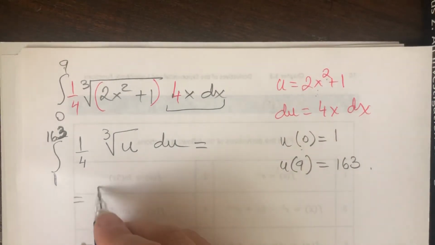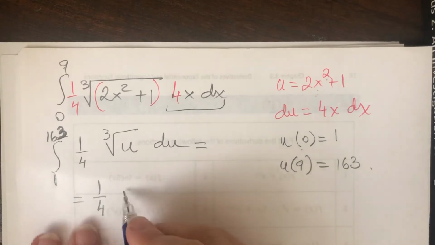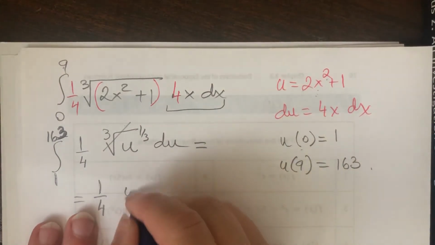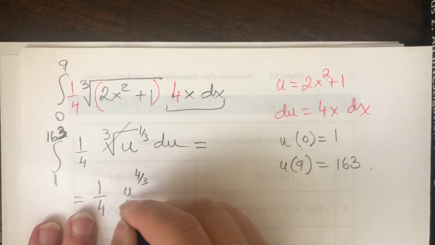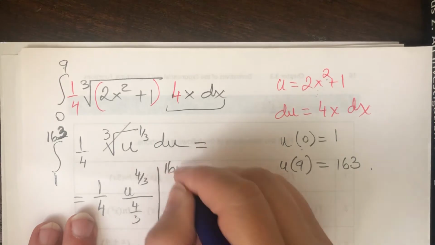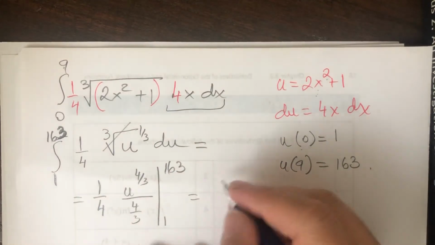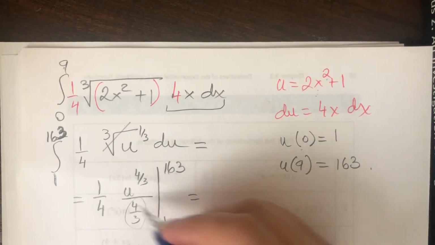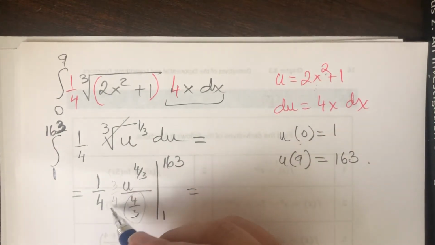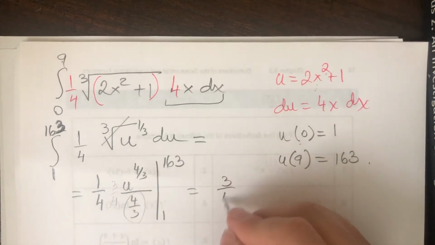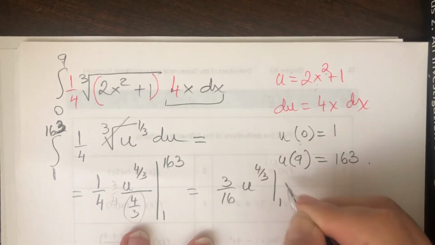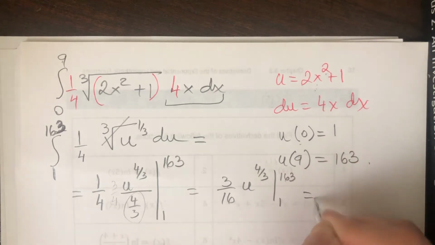So what's the antiderivative of this? It's 1/4. This, by the way, is a u to the 1/3. So that's a u to the 4/3 divided by 4/3. Plug in a 1 and a 163 in it. I'm going to fix this a bit. To divide by 4/3 means to multiply by 3/4. So that's 3/16 u to the 4/3. Plug in a 1 and a 163.